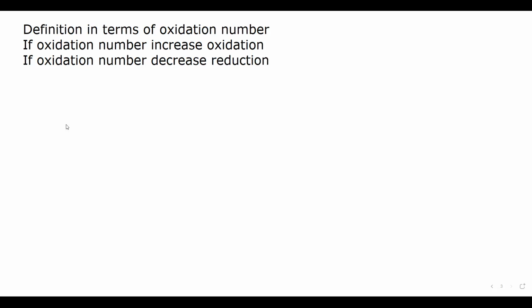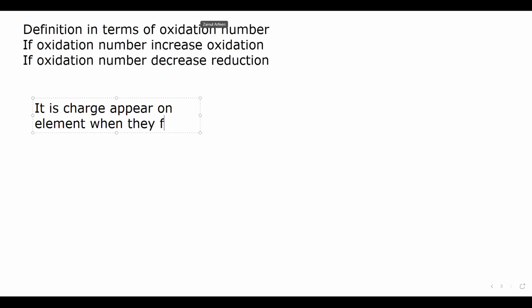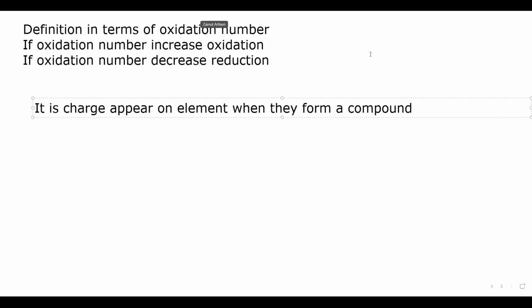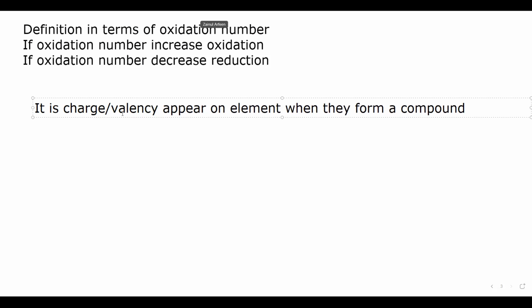And what is the oxidation number? Oxidation number is a charge, it's according to the group number. So it is the charge that appears on elements when they form a compound. So when elements are forming a compound, the charge will appear on them, which we also call valency, if you remember, the valency or the charge. So it is a charge, or we can also say a valency, appearing on the element when they are forming a compound.